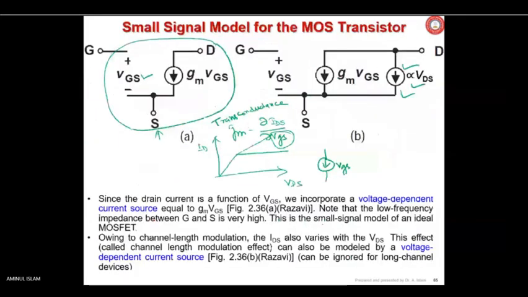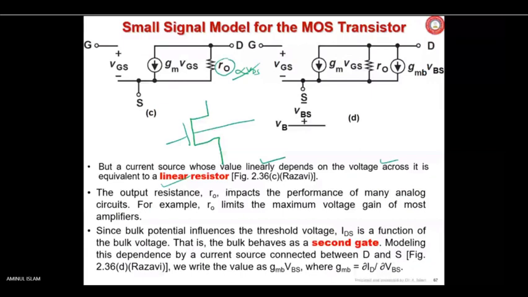Okay, coming back to our point here. If body and source are not tied together, and it is a separate terminal connected to some voltage different from the source voltage, then what will happen? The body terminal is going to act as a second gate. The first gate is this one. The body is going to act as the second gate.